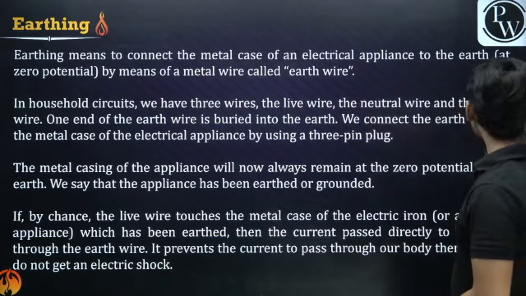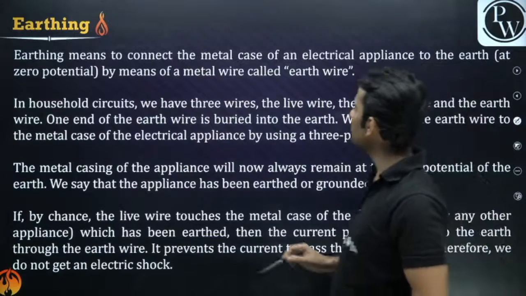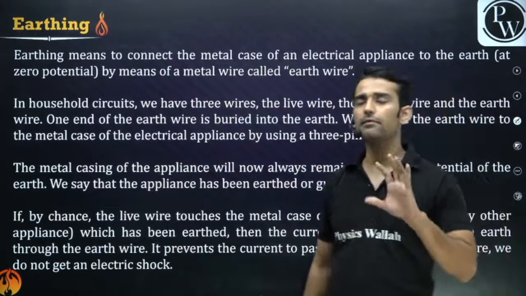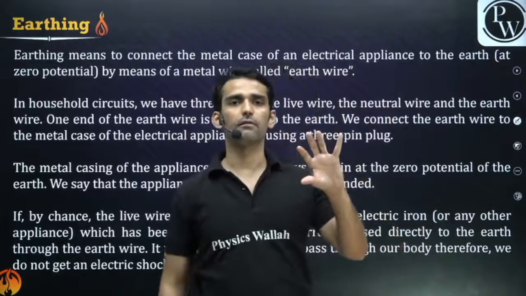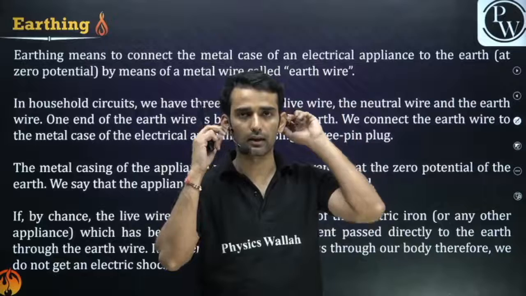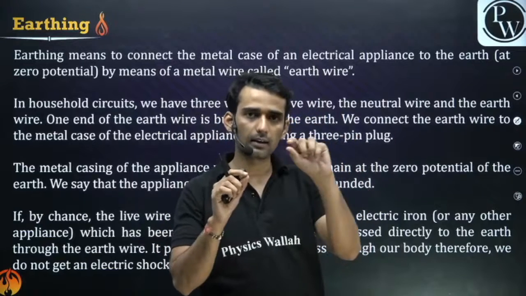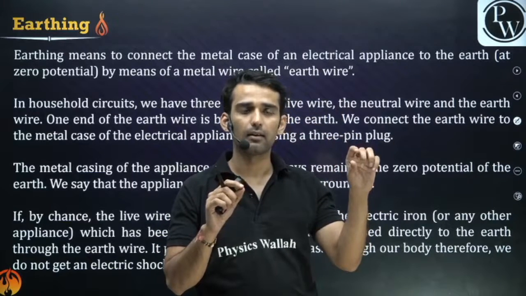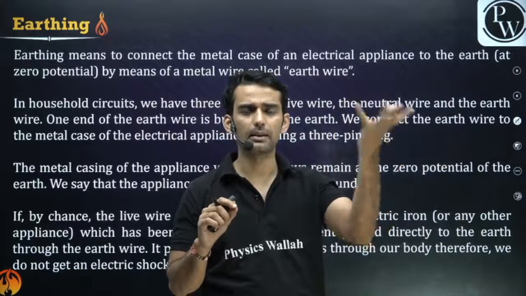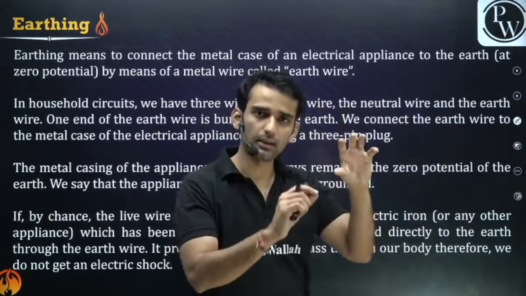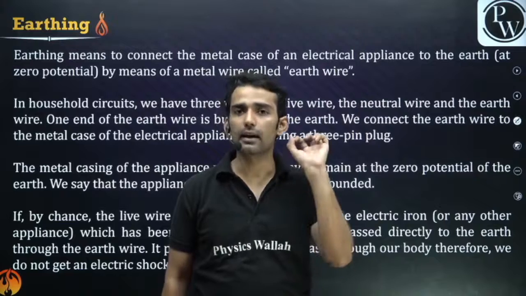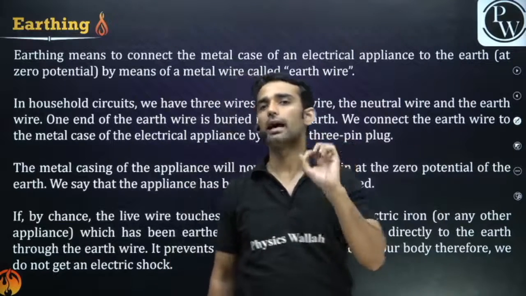Now we have earthing. Earthing means to connect. See, what happens is, suppose any metal appliance is working, we have a live wire for the current. If the current wire comes in contact with the metal body of the appliance by mistake, and you touch that conductor, you will get an electric shock. So to prevent that, we keep the earthing of certain appliances.